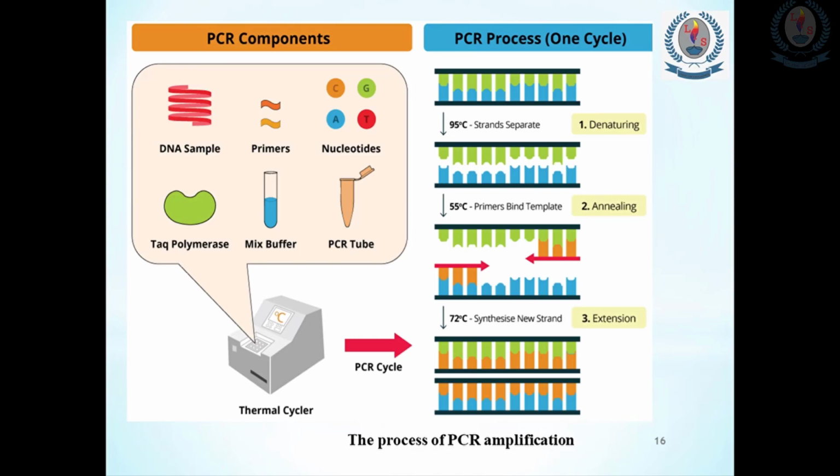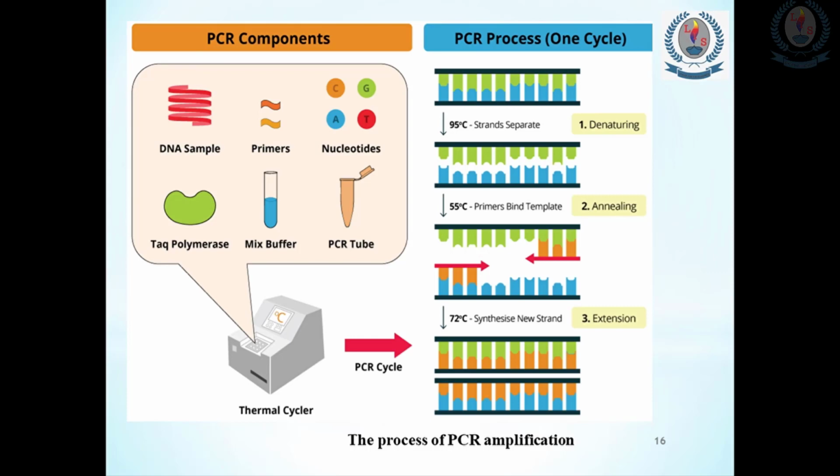Because in here we are increasing the temperature. As we all know, enzymes get denatured at high temperatures. But Taq polymerase does not denature at high temperatures. That is why we are using this enzyme.